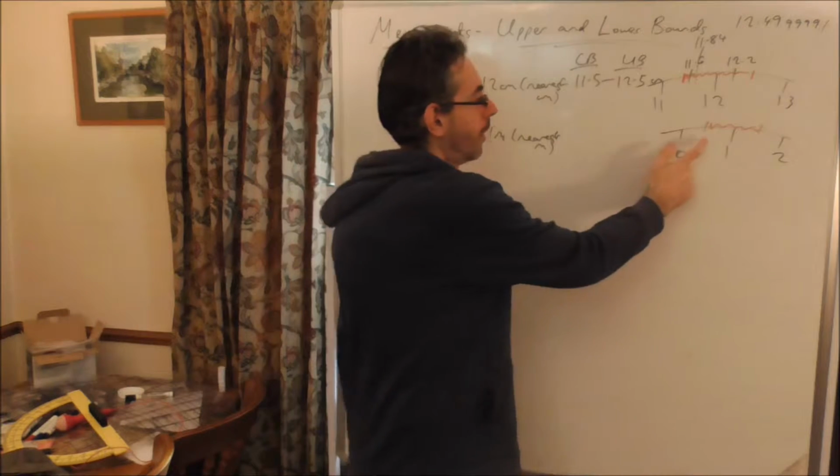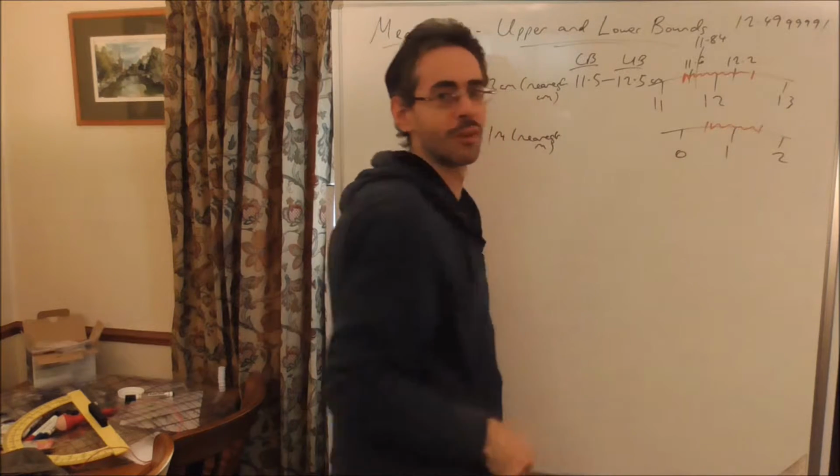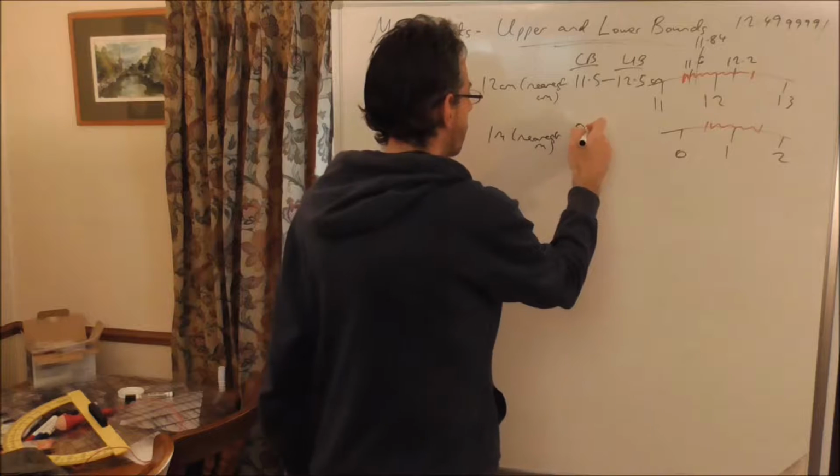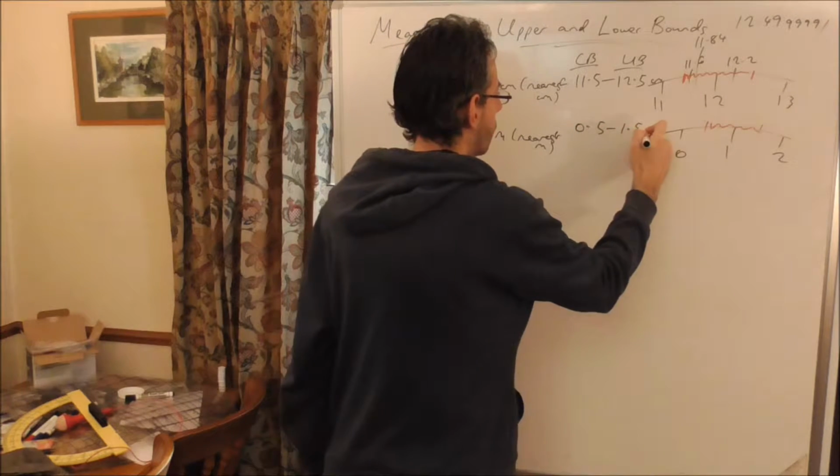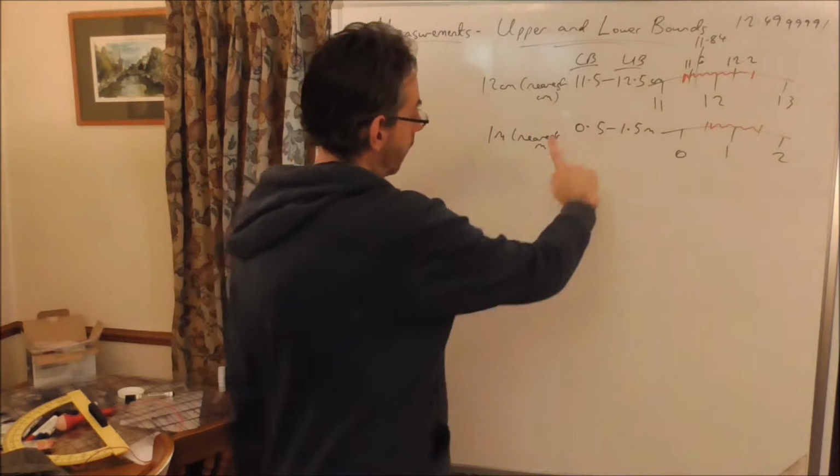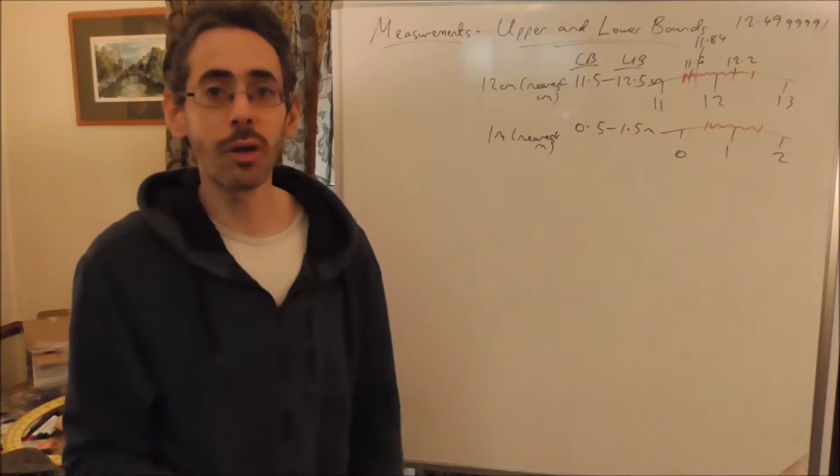So what's the lower bound? It's 0.5 and the upper bound is 1.5. So 0.5 to 1.5, they're the bounds, and the length of the whiteboard is somewhere in that range. Right, going back to the pen.